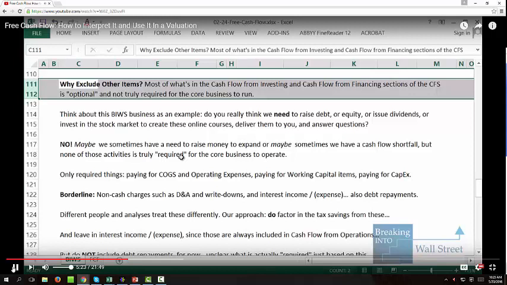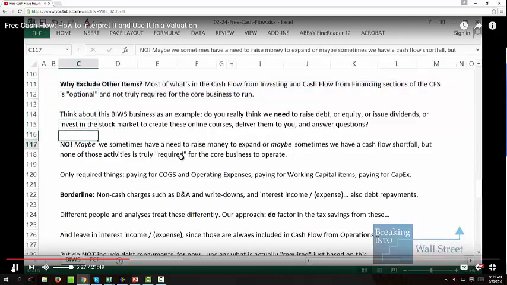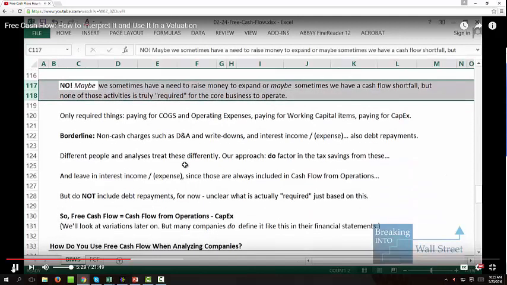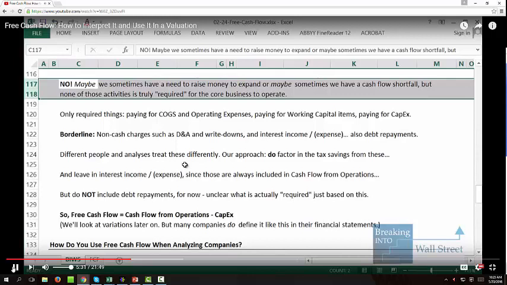So these items in these sections are more optional and they're not truly required. And sometimes, yes, we have a need to expand, maybe we need to raise money, maybe we need to do something like that, but on an ongoing basis, they are generally not recurring items. If they are recurring, they're not predictable, they don't necessarily follow a clear pattern, and they're really discretionary uses of cash.